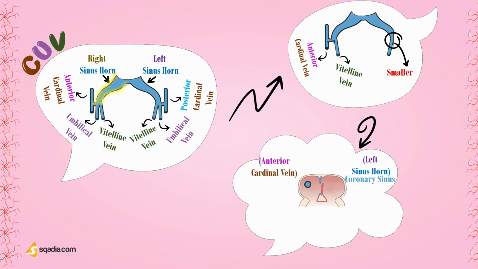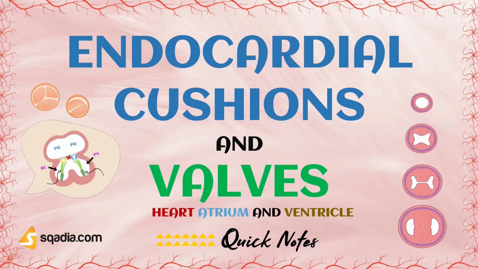The right sinus horn persists and enlarges. Anterior cardinal vein becomes superior vena cava, and right vitelline vein becomes inferior vena cava. So, this was all, class. Key points have been revised, and this could help you to understand our upcoming videos of cardiac series. So, in our next video, we will talk about the endocardial cushions and valves of the heart.